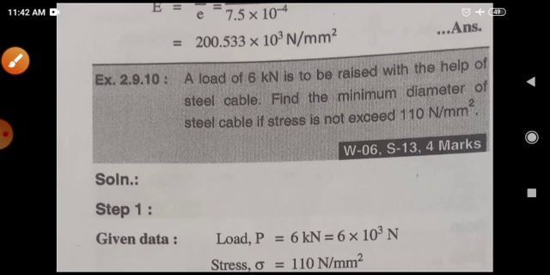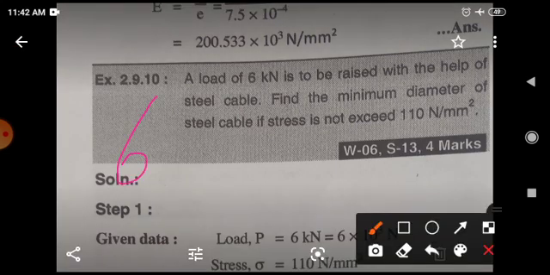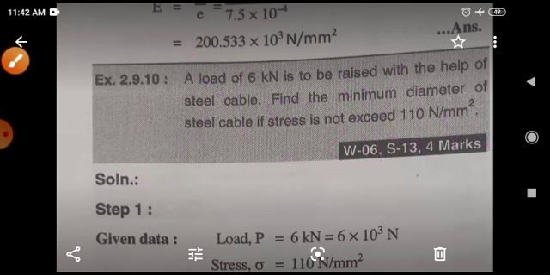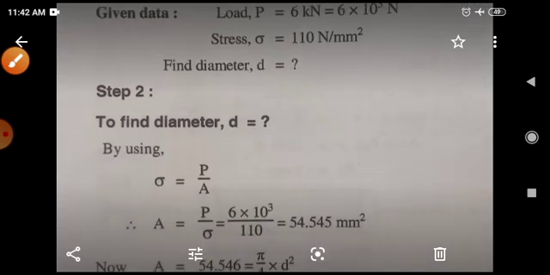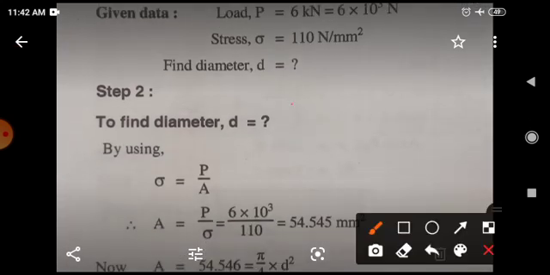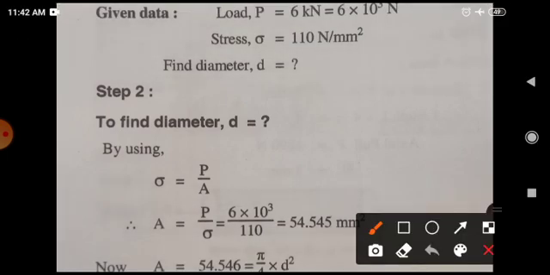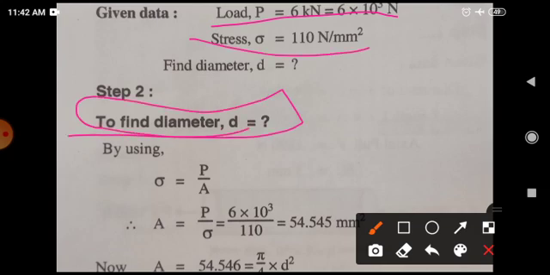First, sigma is equal to what? Sigma is equal to P upon A, and in that A, for a diameter, is pi d square by 4. Put all these values in and you will have this diameter, which we have to calculate. Load is given, sigma is given, and diameter is to be found out. So this is the relation between sigma, P and d.